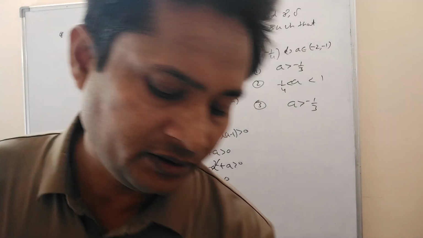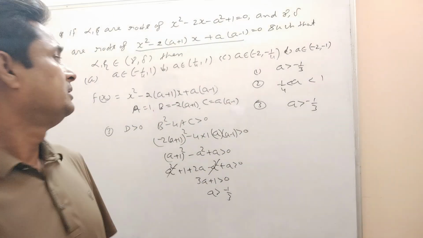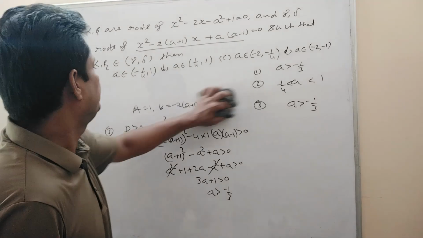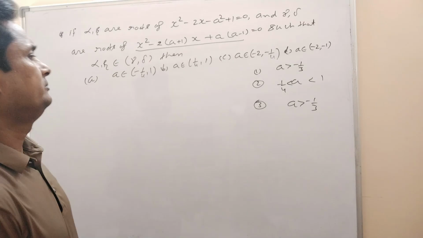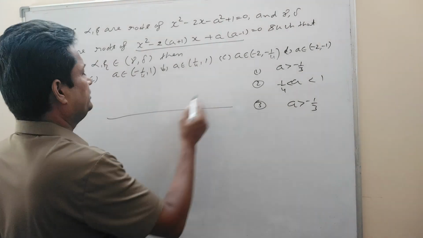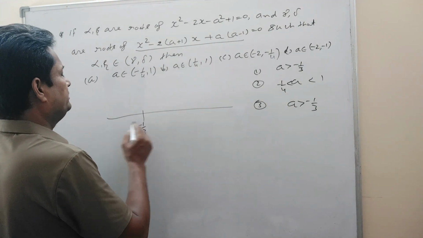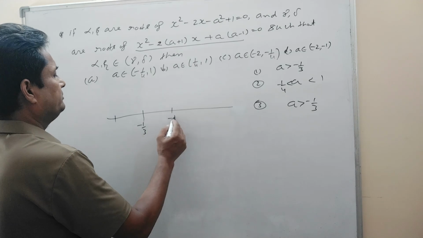Now take intersection between all these three. You will get your answer. So what is the intersection? Take intersection between all these three. So one is minus 1 by 3 and one is minus 1 by 4.